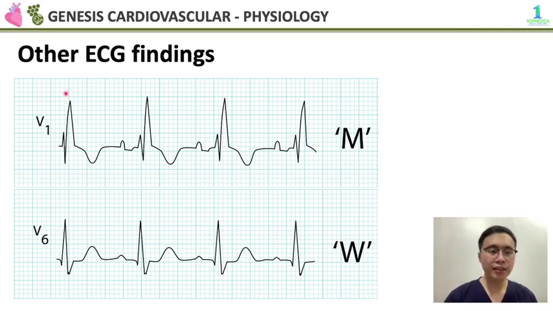If you see something like this, bunny ear in the V1, no, and then you have a slurred S in V6, so this one is a right bundle branch block. And if the QRS complex is more than 3 boxes, that's a complete. If it's less than that, it's an incomplete RBBB.